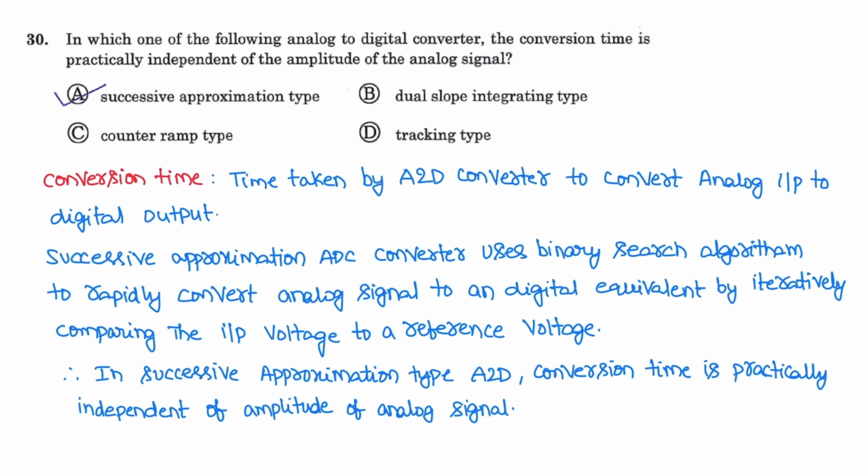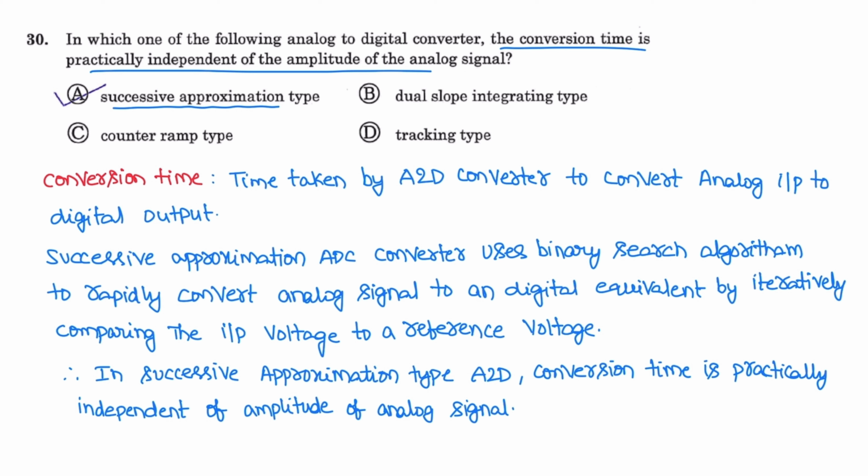Which one of the following analog to digital converters has a conversion time that is practically independent of the amplitude of the message signal? That is the successive approximation type. For the successive approximation type analog to digital converter, the conversion time is practically independent of the message signal, because this successive approximation ADC uses a binary search algorithm to rapidly convert an analog signal to a digital equivalent by iteratively comparing the input voltage with a reference voltage.